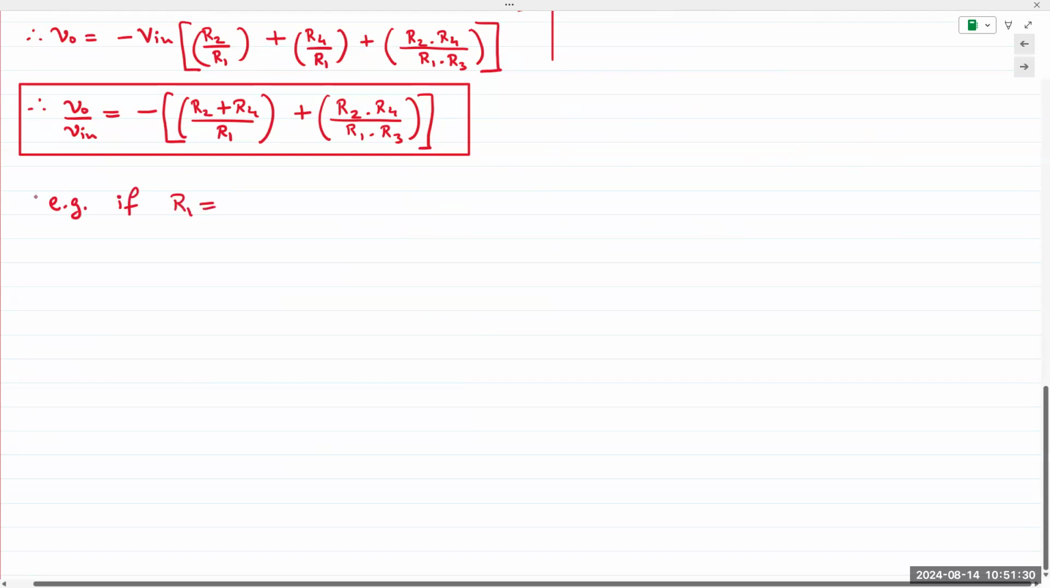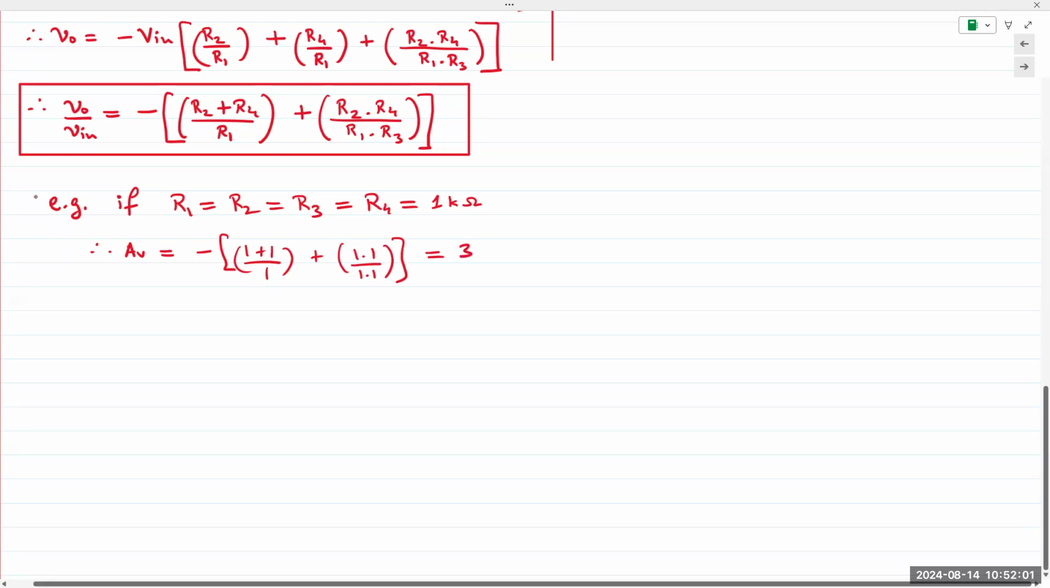So if R1 was equal to R2 equal to R3 equal to R4, and let's just say 1000 ohms, 1 kilo ohm, then our gain would be minus, what do you get? 1 plus 1 divided by 1 plus 1 times 1 divided by 1 times 1. 3. Gain of 3.